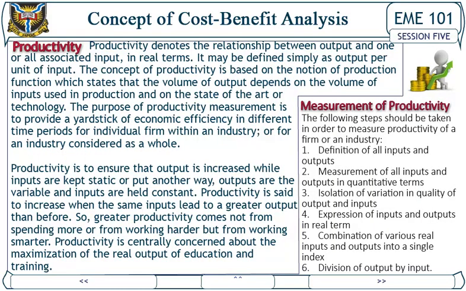Productivity. Productivity denotes the relationship between output and one or all associated inputs in real terms. It may be defined simply as output per unit of input. The concept of productivity is based on the notion of production function, which states that the volume of output depends on the volume of input used in production and on the state of the art or technology.